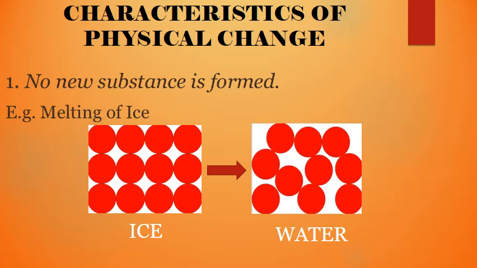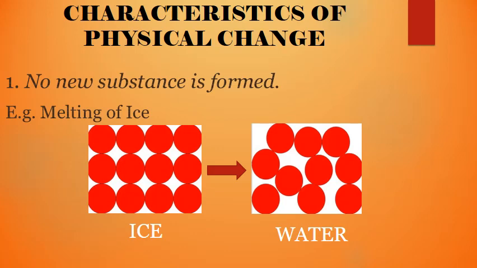So what do we mean by this? We mean to say during a physical change you may see a change in shape of the object, a change in size, a change in volume or density, or even state of matter, like a solid changing to a liquid. But you will not see any change in chemical composition of the substance. To understand it better, we will take the example of melting of ice.